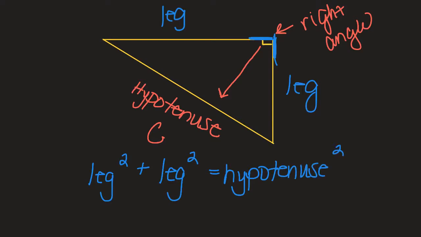Now mathematically, we like to use a lot of numbers and symbols. My legs are represented by A and B, and my hypotenuse is always represented by C. So the theorem says A squared plus B squared equals C squared. So let's practice that. Let's practice finding the hypotenuse when we have been given the legs.